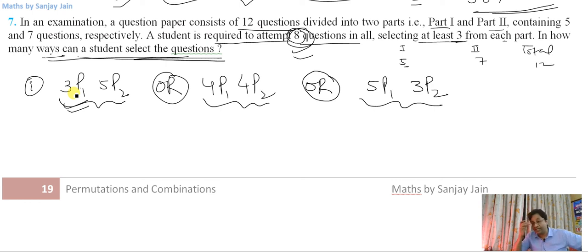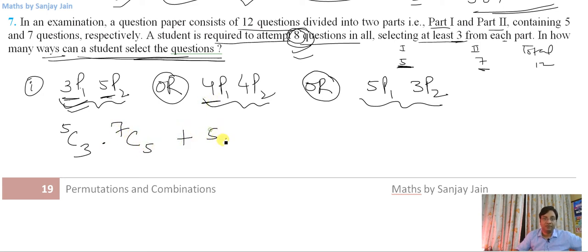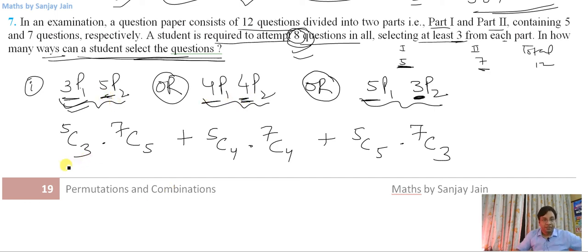To avoid getting confused. So 3 questions from part 1 can be taken as 5c3, right? 5c3. And 5 questions from part 2 can be taken as 7c5. Or 4 questions from part 1, 5c4, 4 from part 2, 7c4, or 5 from part 1, that is 5c5, into 3 from part 2, that is 7c3. So 3 from part 2, 4 from part 2, 5 from part 2. Okay. So this is how much? 5c3 is 10.